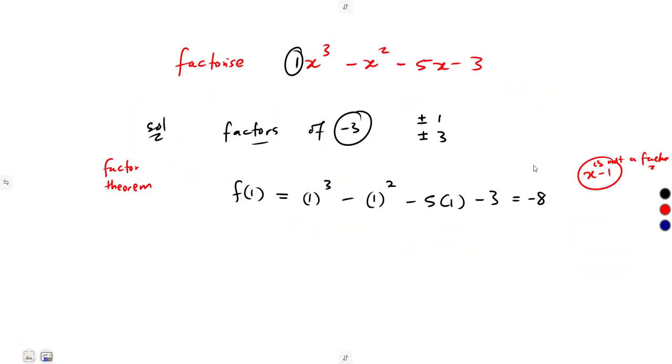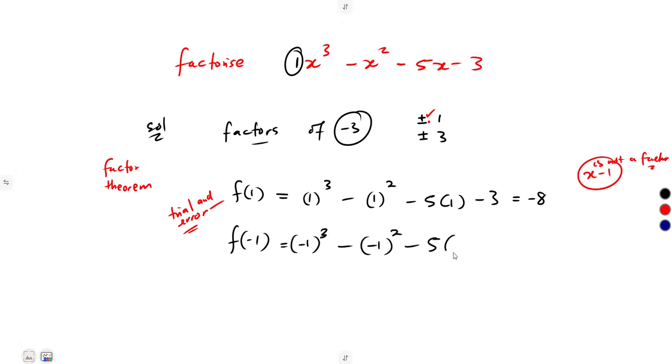So try another one. This part here is actually referred to as trial and error. You try values until you obtain a 0. So let us move on. We started with positive 1. Let us move on to -1. So that's f of -1. In place of x, just like before, put -1. So that's -1 cubed minus -1 squared, minus 5 times -1 minus 3.